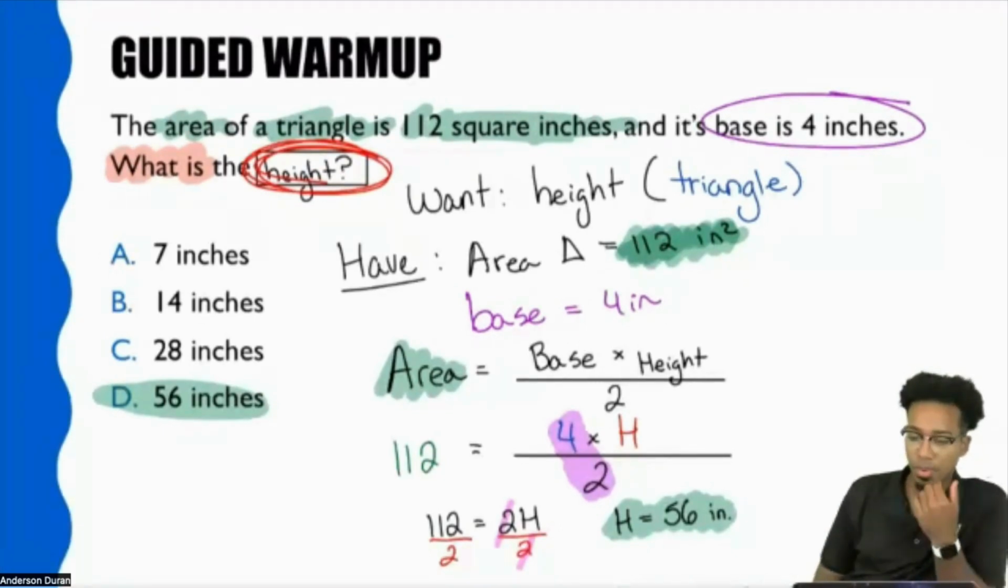Gotcha. You didn't simplify this time around. Okay, no worries. Because if you would have multiplied by the 2 on both sides, it would have given you 224. Then divide by the 4. That should have given you the 56 as well. Lewis, you did the setup wrong.